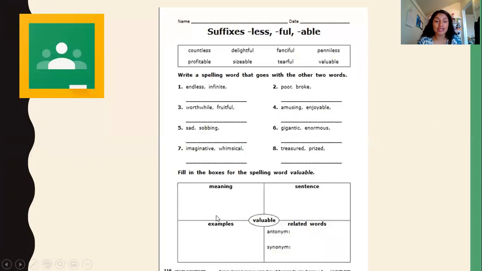In Google Classroom, you will also have a similar activity where we have the suffixes less, full, and able. However, this time you're going to match them with the given synonym or antonym. Friends, I hope that this lesson was helpful, and I hope that you learned how to break down words into their smallest units of meaning and that you remember what a synonym and antonym is.